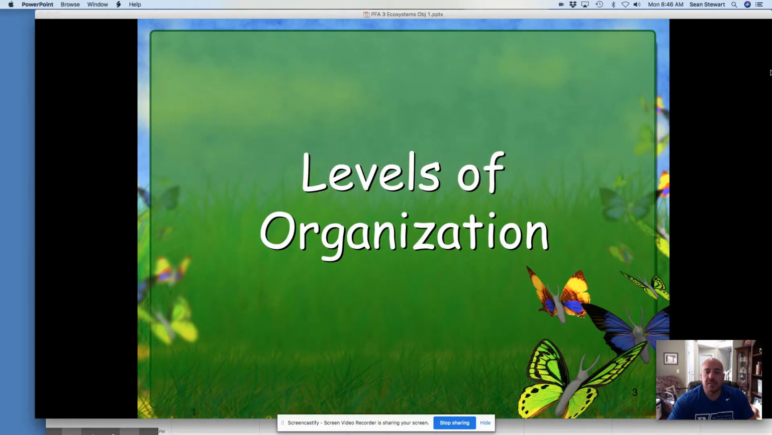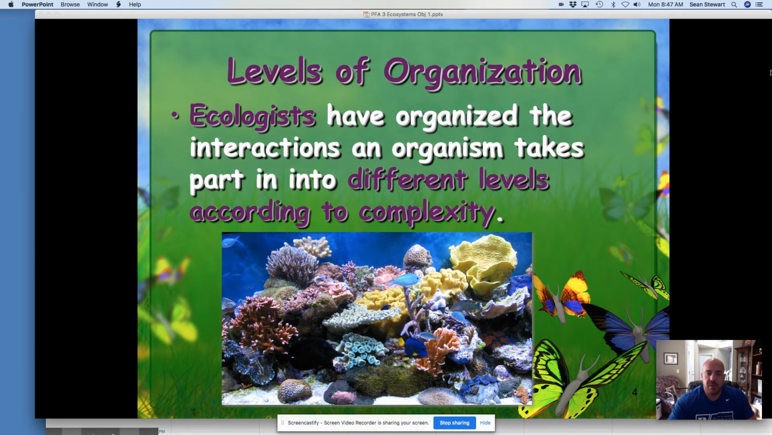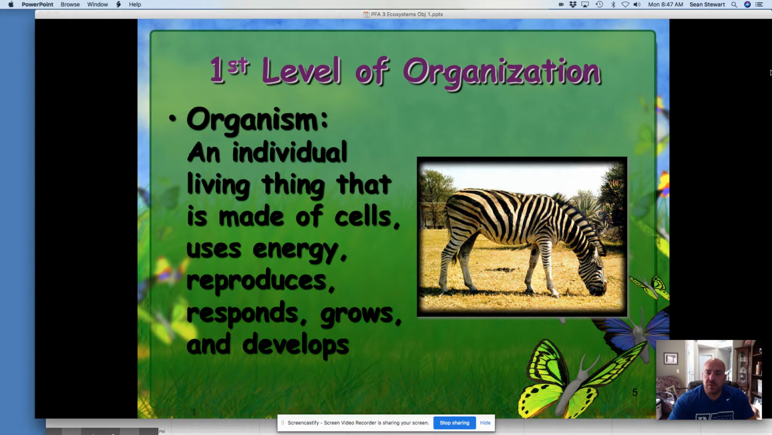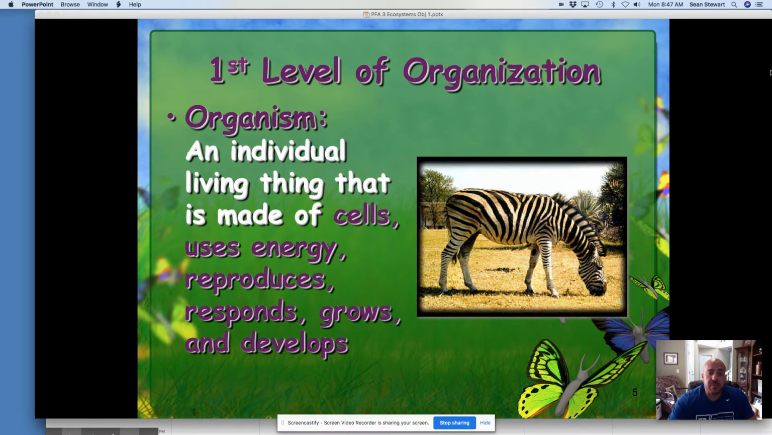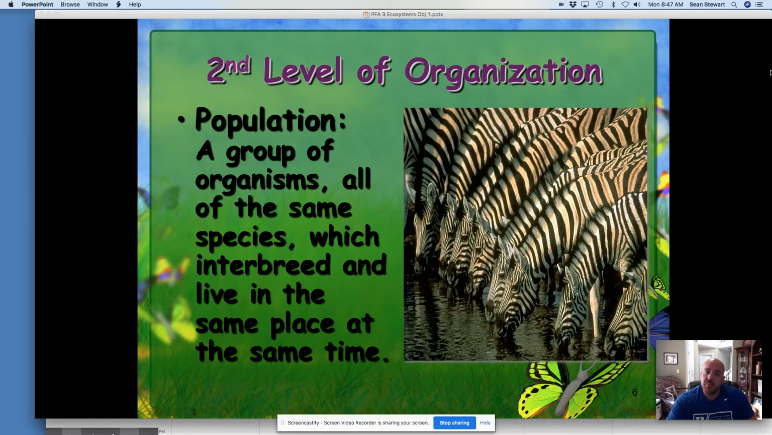One of the basics of ecology is the levels of organization. So all living things are organized in this manner. We'll start right in with the first level of organization, and that is called an organism. An organism is just one individual living thing. It's made of cells, it uses energy, it reproduces, responds, grows, and develops. All those things you should have learned in biology, but it's just a single one, like you see this zebra. One zebra is an organism. One human is an organism. One oak tree is an organism.